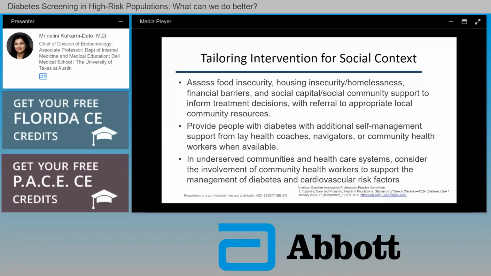It's also important to enable patients to manage their own disease and manage their own health by providing health coaches, navigators, or community health workers. I work with community health workers, and I have to say that they are probably one of the most important people on my team. They are really able to engage with patients in a much more significant way than often I am, and on a deeper level, and it does make quite a difference for many of my patients. Also, we really need to consider using community health workers for diabetes management, particularly in underserved communities and healthcare systems.